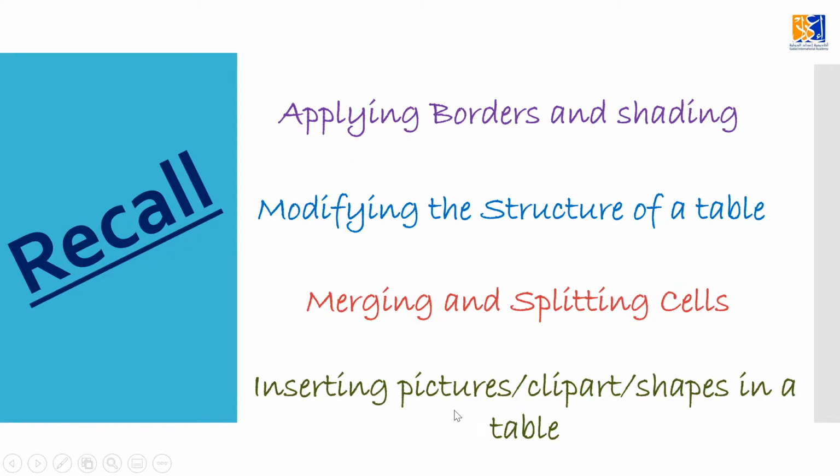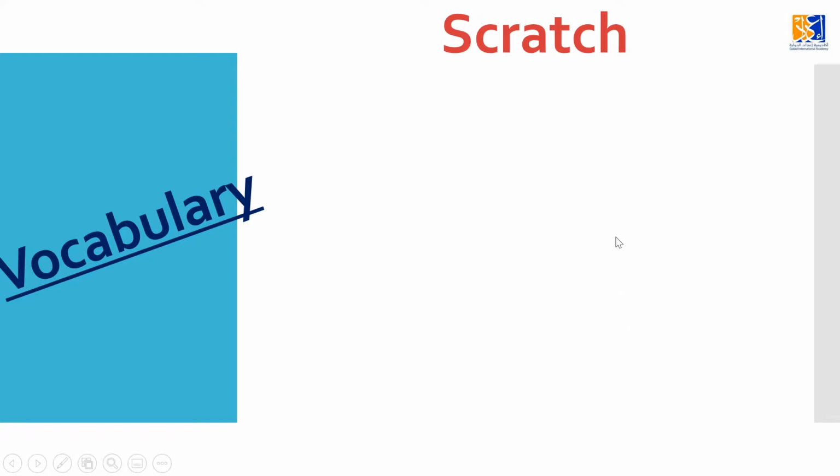Before we start our new lesson, let's do a recall on our last week. What did we study last week? We studied about applying borders and shadings to our tables. We learned how to modify the structure of a table, how to delete or insert rows and columns in a table. Then we learned how to merge and split cells, and we learned how to insert pictures, clip art, shapes in a table. Yes? Okay.